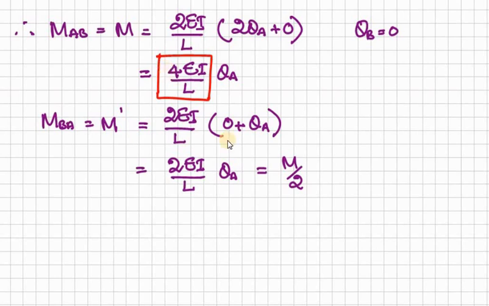Similarly here we get M by 2, that is, M dash is the induced or carryover moment at the fixed support. So half of the moment will be carried over to the far end if the far end is fixed or an interior support.